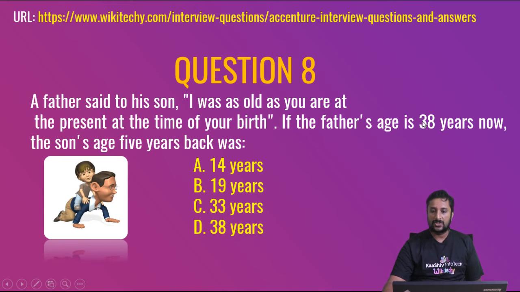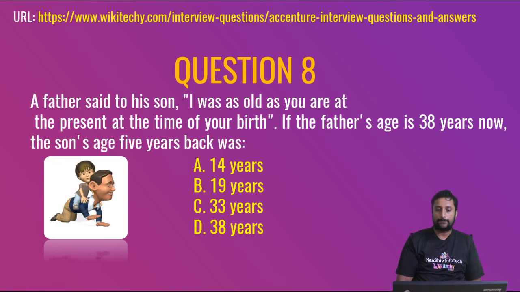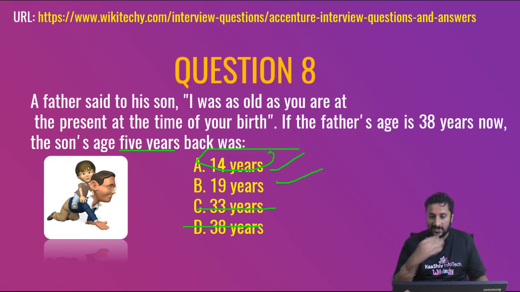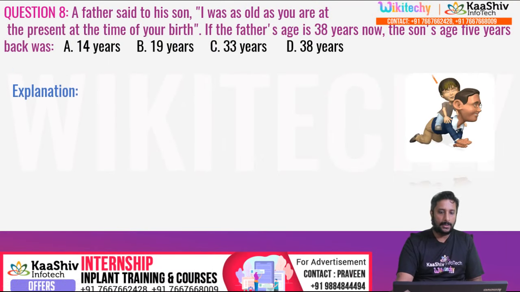If the father's age is 38 years now, what was the son's age 5 years back? That's the question. So from this question, the son's age 5 years back cannot be 33, cannot be 38, so it should be one of the other options. Maybe I'm guessing this one. It's a wild guess, but from AB we need to identify. Let's see the answer.